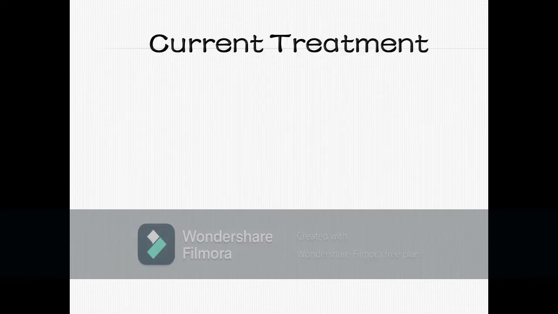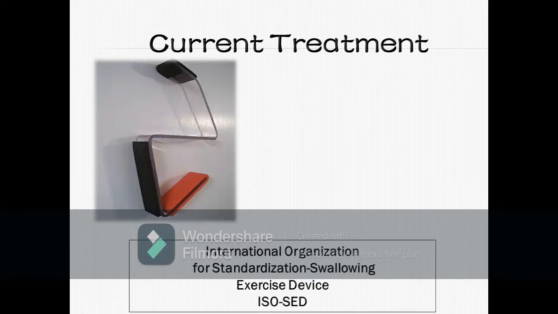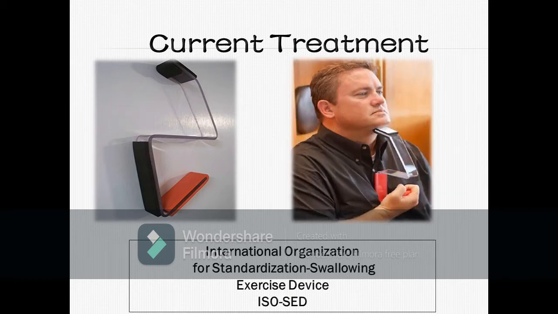Currently, the device used for the treatment is the ISO SAD, which means the International Organization for Standardization Swallowing Exercises device. This device focuses on strengthening the patient's jaw. The steps to use the device are by holding the device with the red pad in your hand, the chest pad held firmly against your chest, and the black chin pad under your chin with your chin slightly elevated.